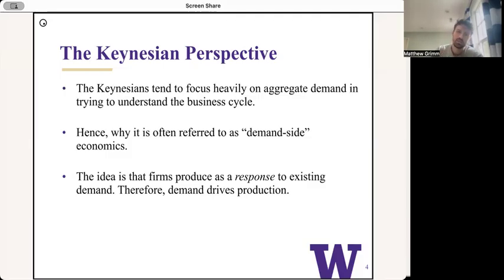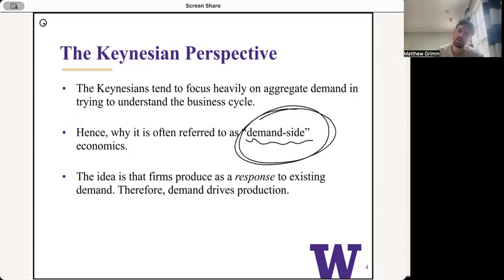So Keynesians tend to focus heavily on aggregate demand and trying to understand the business cycle. So it's often referred to as demand side economics. The idea is that firms produce as a response to existing demand. Therefore, demand drives production. In my view, this kind of makes sense. So they are all about demand here.